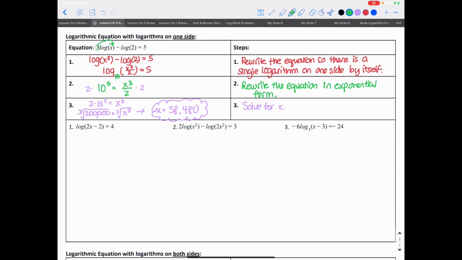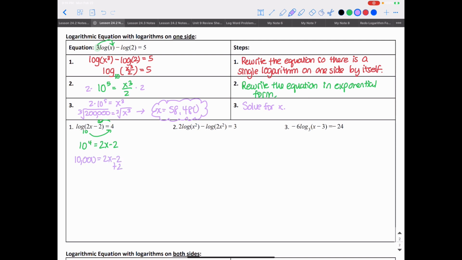I'm going to rewrite the equation in exponential form. So this base is 10. I'm raising 10 to the 4th power, and that's going to give me what's inside. So 10 to the 4th power gives me 2x minus 2. And then I'm going to solve for x. On the left-hand side, 10 to the 4th power is 10,000. That's equal to 2x minus 2.